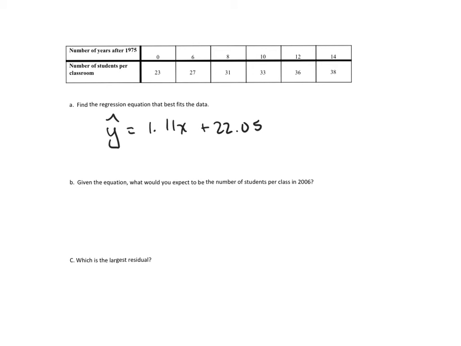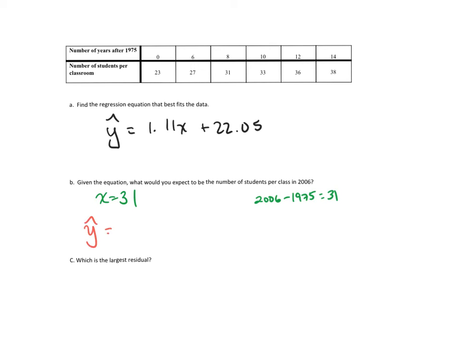And so now that's going to be my regression line. So if I want to know what I would expect the number of students to be in a class in 2006, well, these are the number of years after 1975. So the question is, how many years after 1975 is 2006? That's going to give me an x value of 31, because 2006 minus 1975, there are 31 years after that for that to take place.